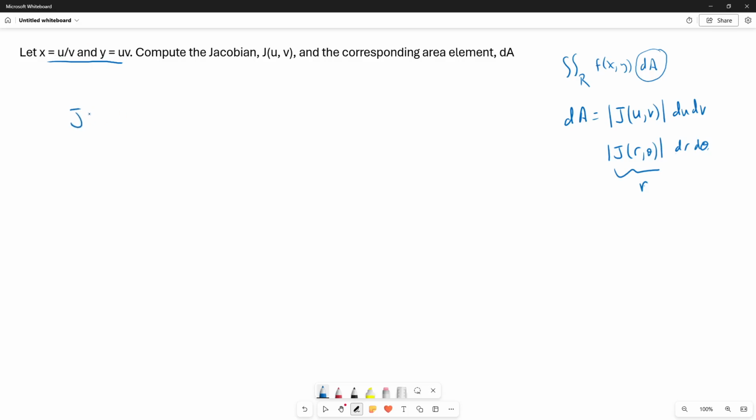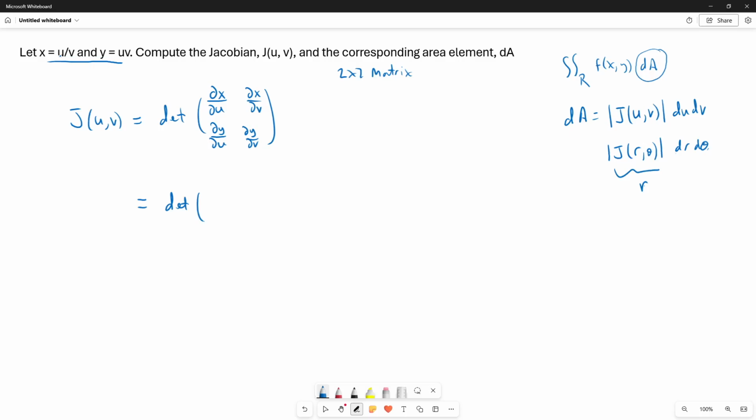The Jacobian, by definition, is the determinant of the 2 by 2 matrix given by partial of x with respect to each of the variables u and v, and partial of y with respect to each of the variables u and v. So we have to compute these four partial derivatives. That will give us a 2 by 2 matrix, and then we want to take the determinant of that matrix, and then dA will be the absolute value of that determinant times du dv. So let's compute those partial derivatives.